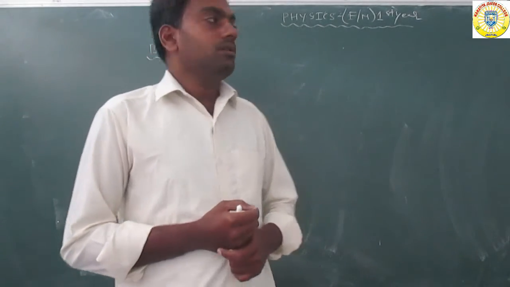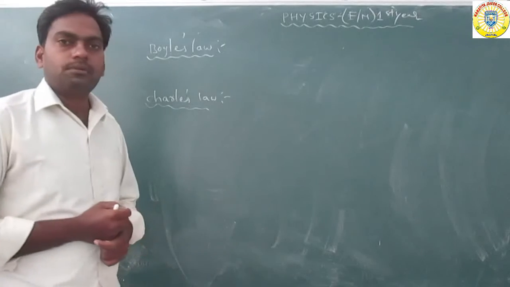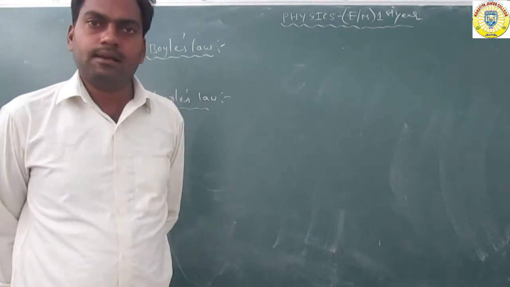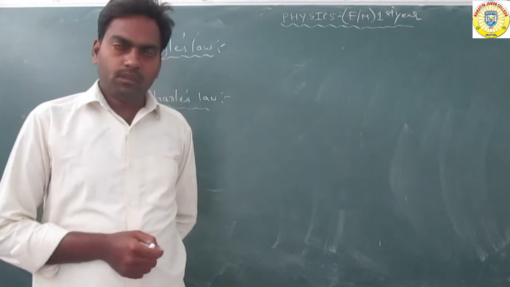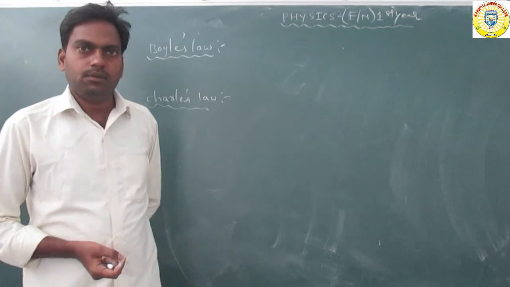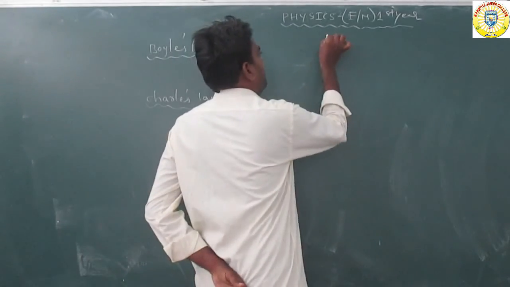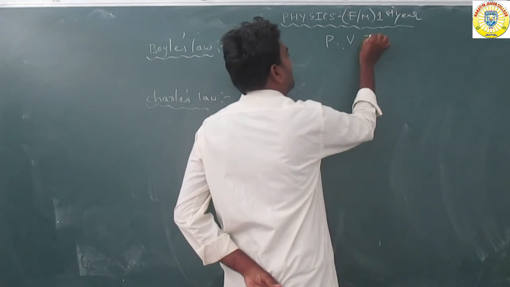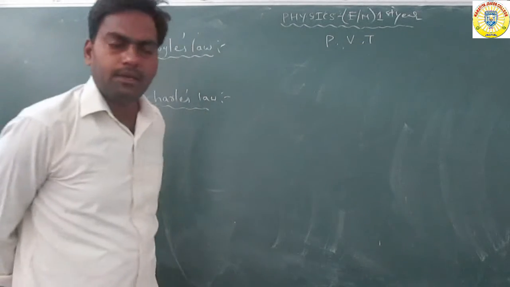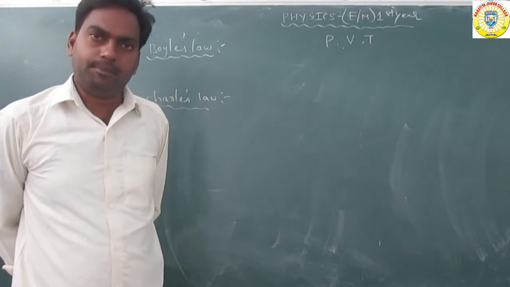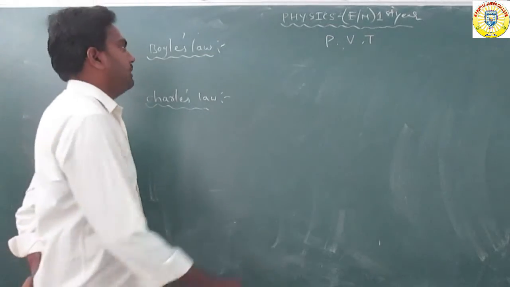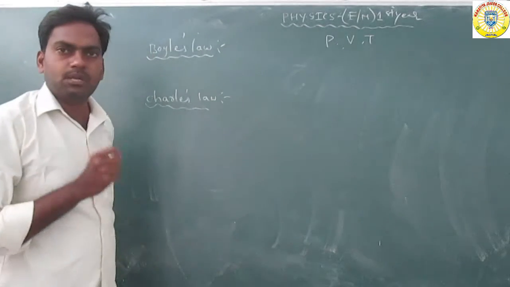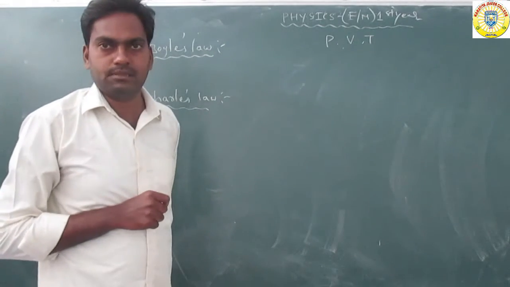Now, at the intermediate level, today's topic is Boyle's law and Charles' law. In Boyle's law, P means pressure, V means volume, and T means absolute temperature.